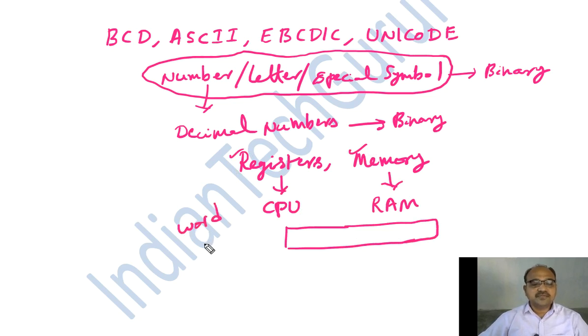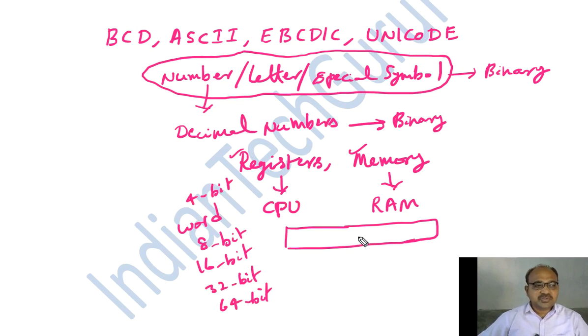The word may be of 8-bit word or 16-bit word or 32-bit word or sometimes a 64-bit word, and rather sometimes a 4-bit word also. So what does it mean? In this particular smallest portion of memory, we can store either 4 bits of information or 8 bits of information or 16 bits of information or 32 bits of information or 64 bits of information.